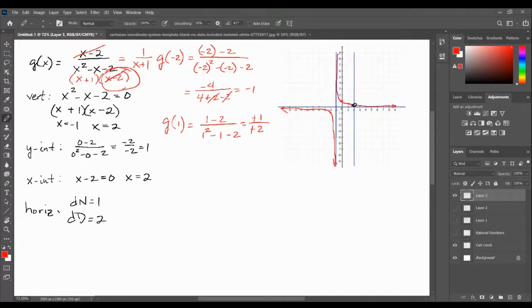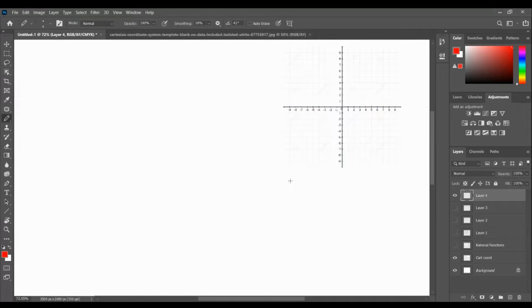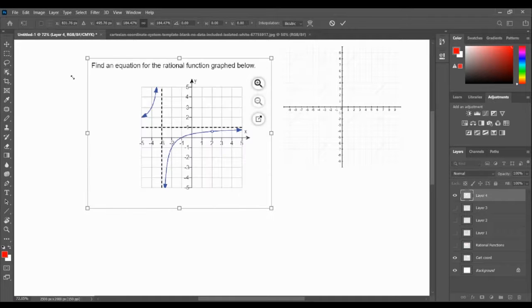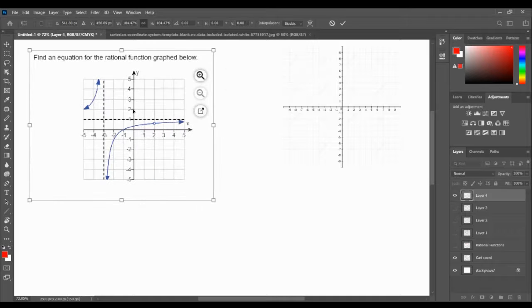All right, there is a homework problem that I want to share with you because it's kind of weird. And it's the last one in the problem. And so I want to share it with you so that you can see what we need to do before you get to it. They give us this graph, and they want us to find the equation for the graph.